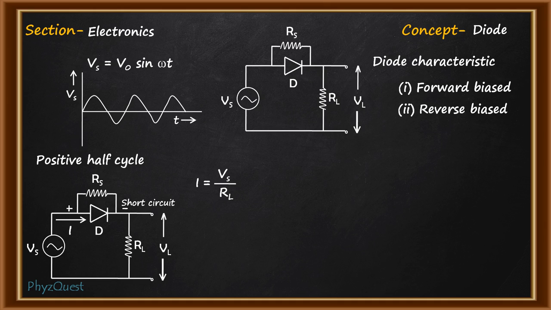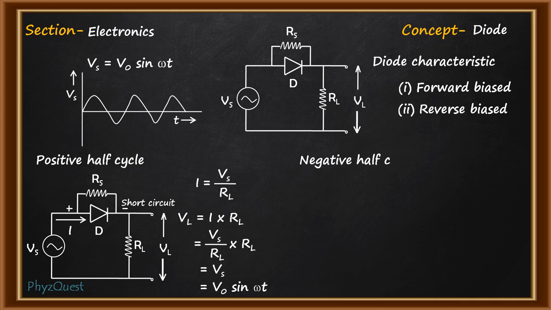In this case, the output voltage VL will be equal to I into RL. I we have already calculated as Vs by RL, so this will be Vs by RL multiplied with RL. RL will get cancelled. Ultimately we get VL equal to Vs, which is already given as V0 sin omega t. So this is the output voltage for the positive half cycle.